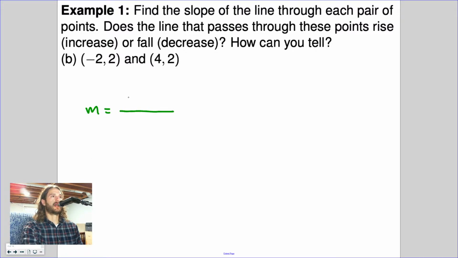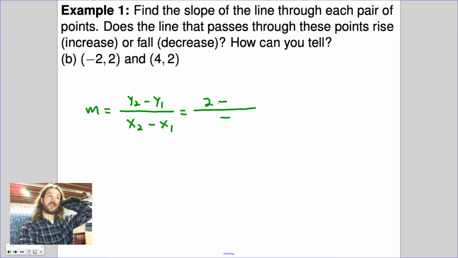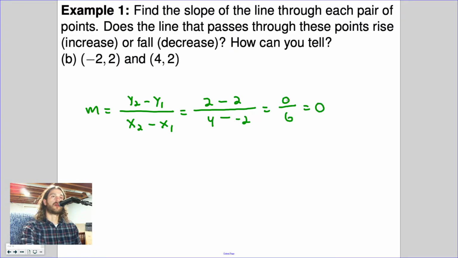M equals, again, y2 minus y1 over x2 minus x1. All right, let's do this. This 2 minus this 2 over 4 minus negative, which gives us 0 over 6. 0 divided by 6 is 0. That we can do. You have 0 pizzas and you're dividing them among 6 people. How much pizza does each person get? Well, they get nothing. That makes sense. I find myself in that situation quite often. It's when the zero's on the bottom that it's a problem.